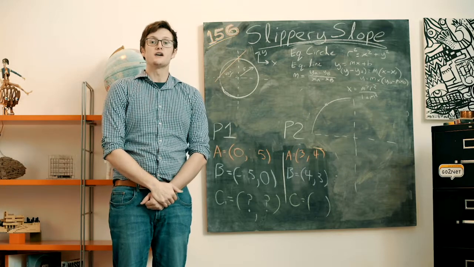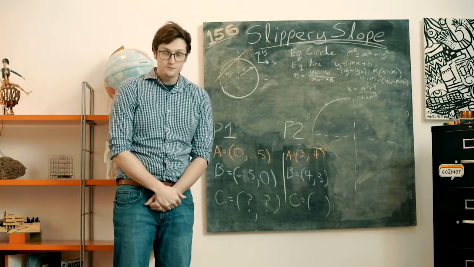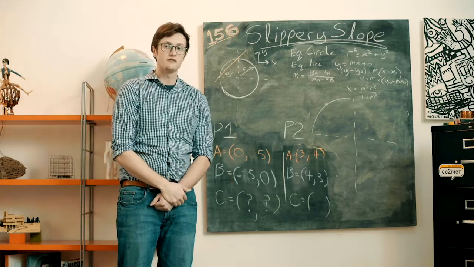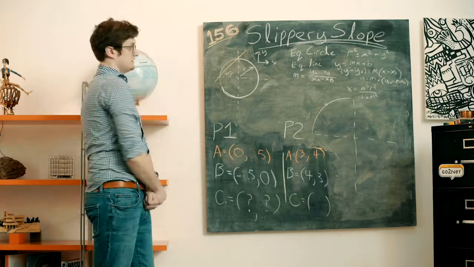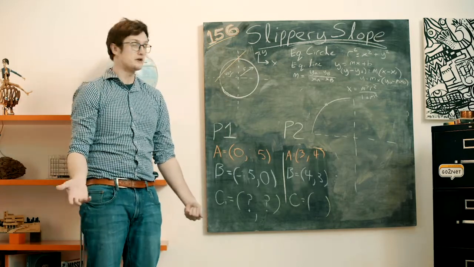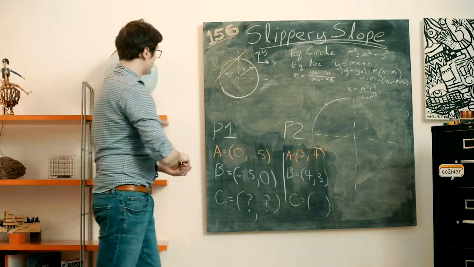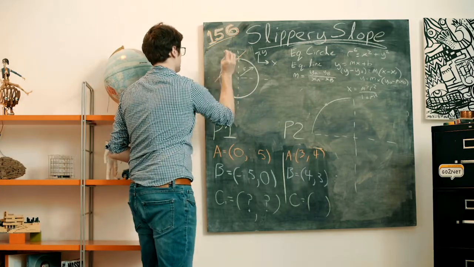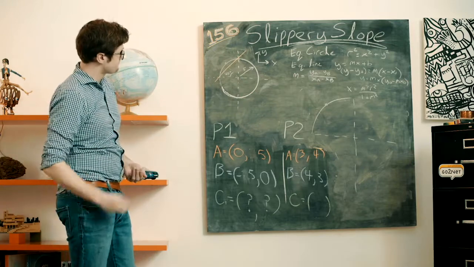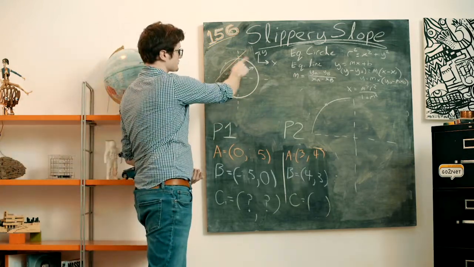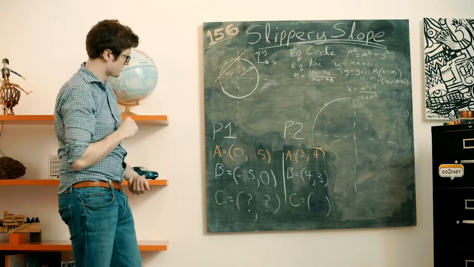Hello and welcome to our slippery slope solution. You remember when we left off, we had a circle. On this circle, we had 3 points, A, B, and C. C would be somewhere here. Each of these points is inscribed on the circle.